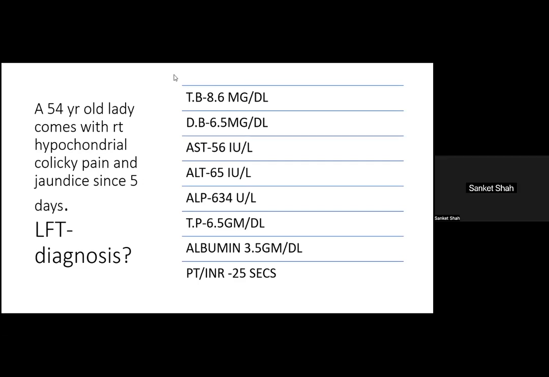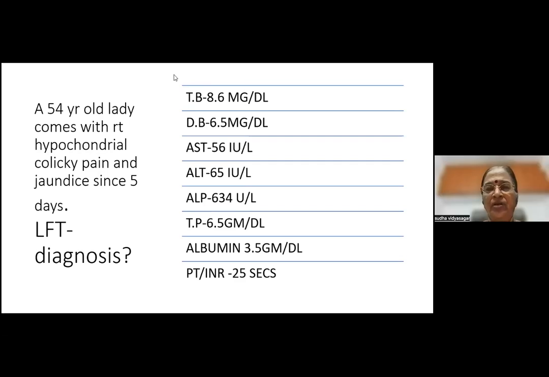Okay, right. So somebody is writing obstructive jaundice. Okay, so you think it's an obstructive jaundice, but with that history, what is the diagnosis? Okay, somebody is calling it a cholestatic diagnosis. I want a little more specific. Okay, you're calling it a cholecystitis. Okay, there's no fever there, but anyway. So let's look at it.